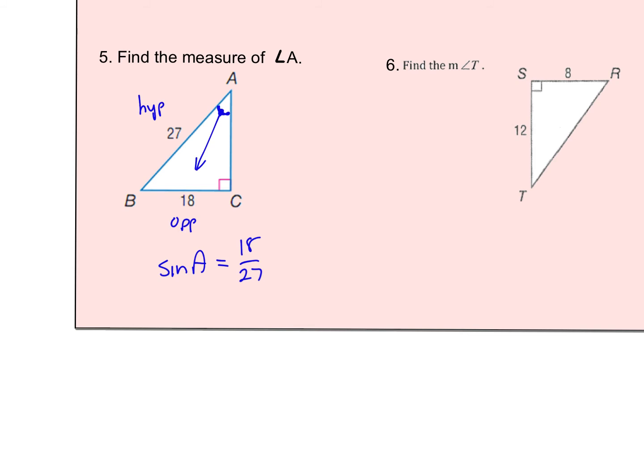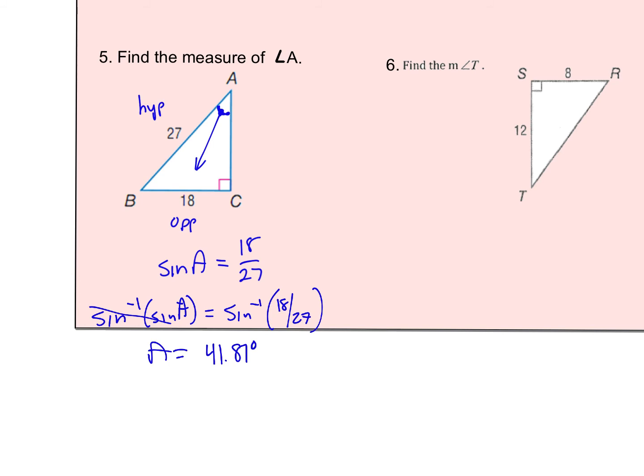So now how do I solve for it? Well, I do kind of the opposite of sine. So sine inverse and sine cancel out. I'm left with just A, which is what I want. Sine inverse, and be careful how you put this in your calculator. Sine inverse of 18 over 27 is 41.81 degrees. That's it. 41.81 degrees.